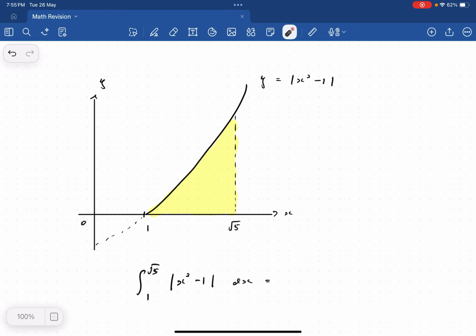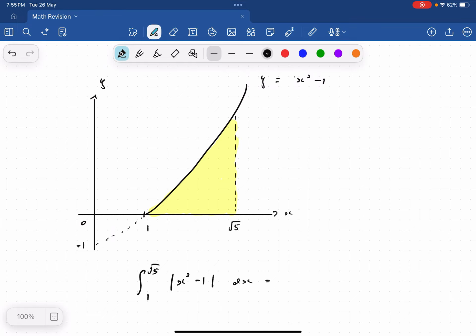Now, the reason why I have drawn this as a dotted part here is because if I don't have the modulus, so for a moment I'm just going to imagine that this modulus is going to go away. Then this solid part plus this dotted part, it's a quadratic curve, right? This is indeed my curve of y equals x squared minus 1. So this is going to be minus 1 here.